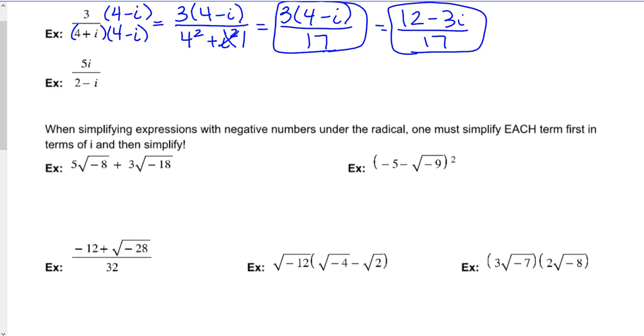Let's look at 5i all over 2 minus i. Again, since this is defined to be a radical of the square root of negative 1, we have to get this expression out of the denominator by rationalizing. So I'm going to multiply top and bottom by the conjugate. And this becomes a 2 plus i, and this becomes a 2 plus i. So there's the 1, but this is the conjugate of the denominator.